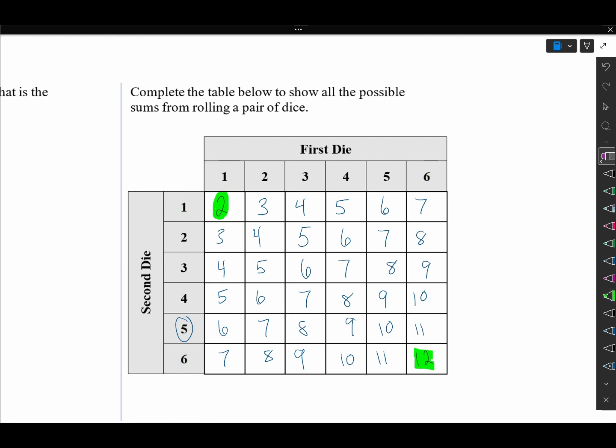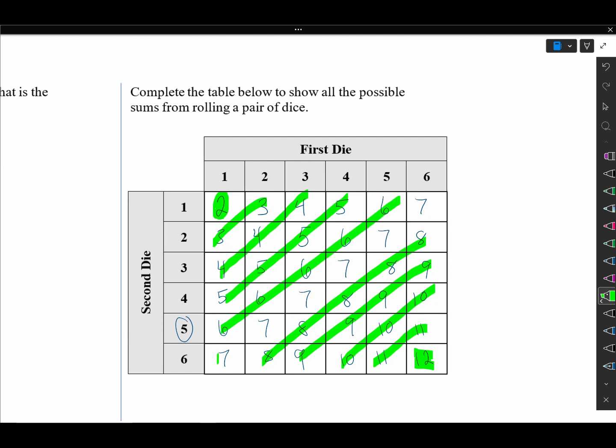Now you can see here that 3s and 11s, there are multiple ways of rolling those, more likely than a 2 or a 12, and there are more ways yet of rolling 4s and 10s, even more of rolling 5s and 9s, 6s and 8s, and lastly, there are the most ways of rolling a 7.